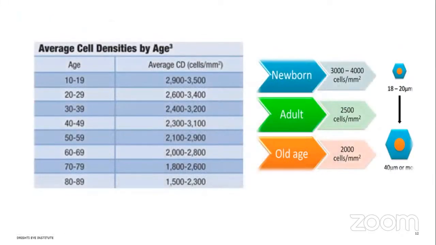So endothelial cell count is generally measured as cells per square millimeter, and at birth it generally ranges between 3000 to 4000 cells per millimeter square, at middle age around 2500 cells per square millimeter, and in old age 2000 cells per square millimeter. And when the count falls below 500 to 800, it leads to compromise of the cornea or potential corneal edema.